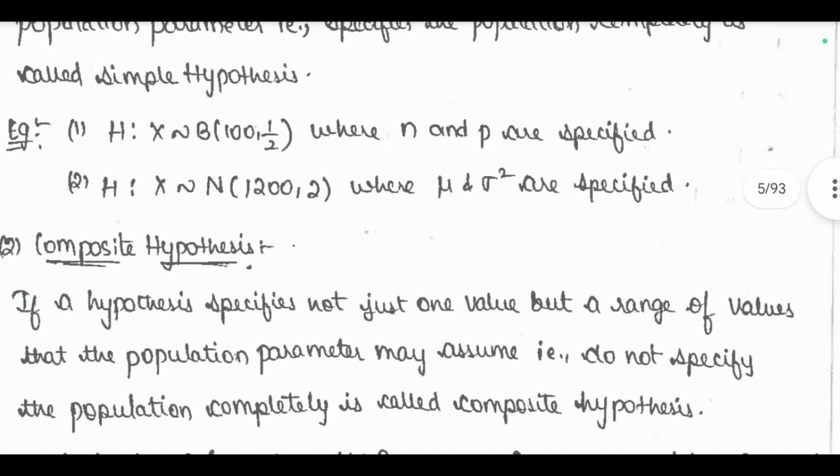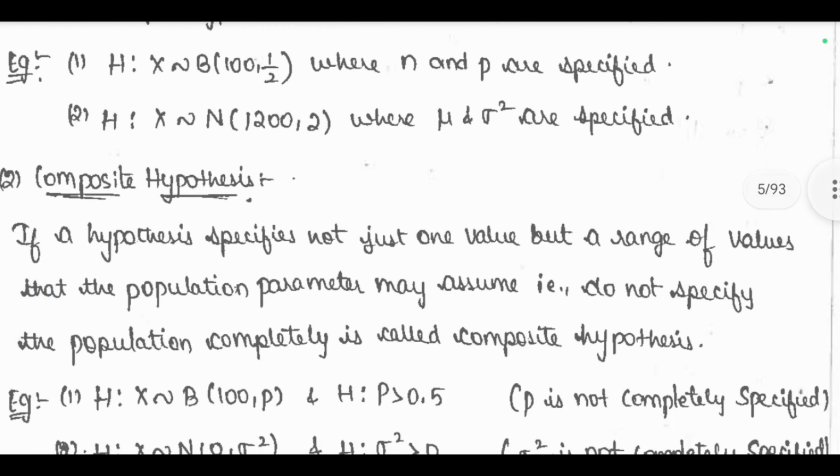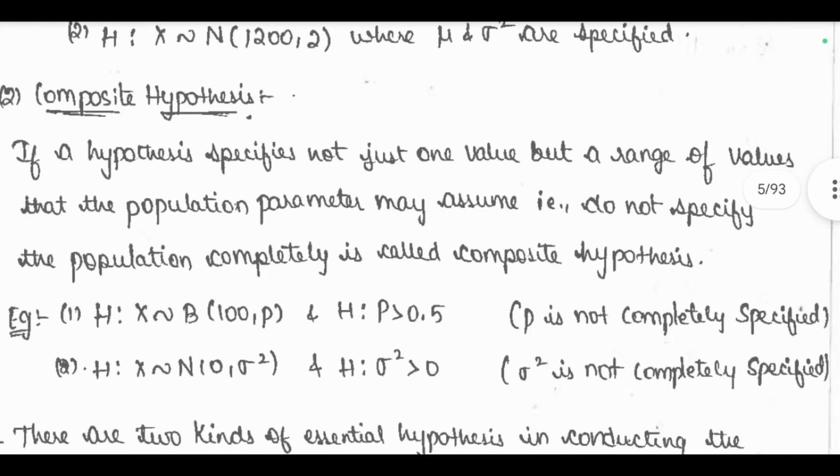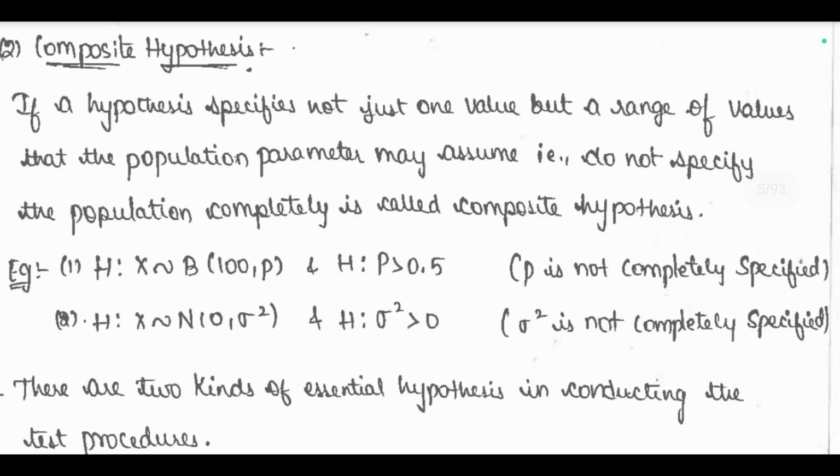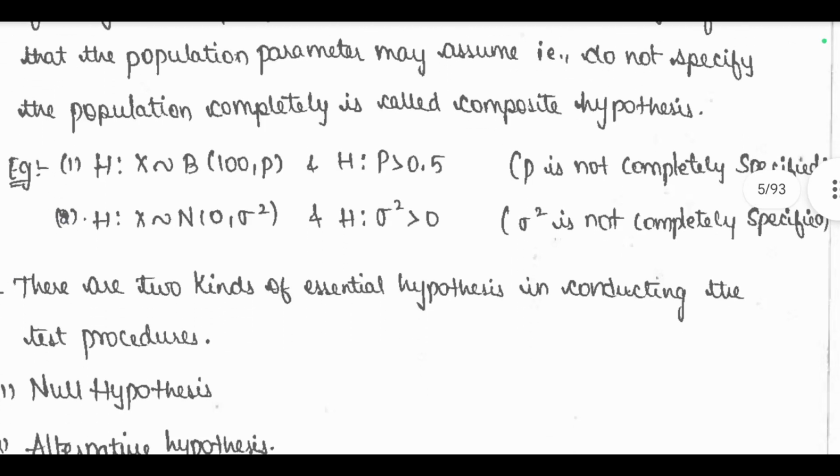Similarly, a composite hypothesis is one that specifies not just one value but a range of values that the population parameter may assume, that is, it does not specify the population completely. For example, X follows a Binomial(100, p), and here H1: p is greater than 0.5. P is not completely defined or specified here.